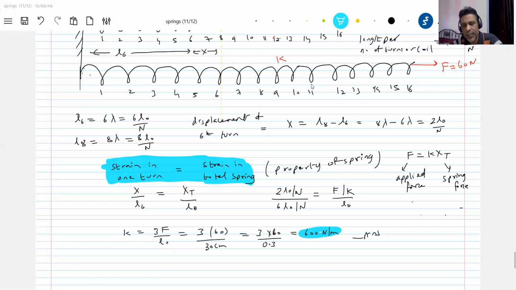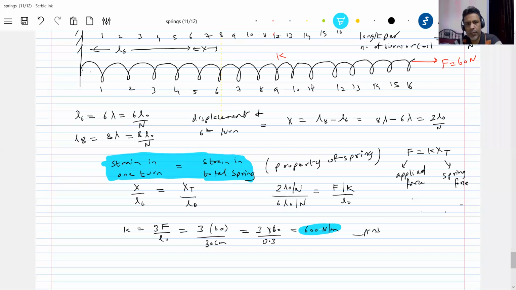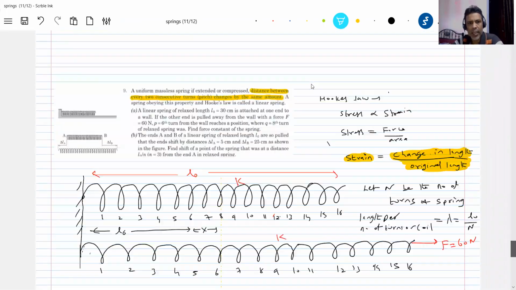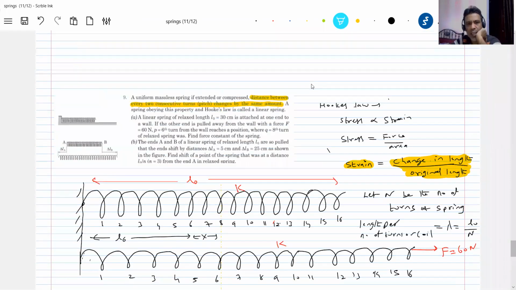Okay, after this, now the second part of the problem. The ends A and B of a linear spring of relaxed length L naught are so pulled that the ends shift by distances delta LA and delta LB, as shown in the figure. Find the shift of a point of the spring that was at a distance L naught by 3 from the end A in the relaxed spring.